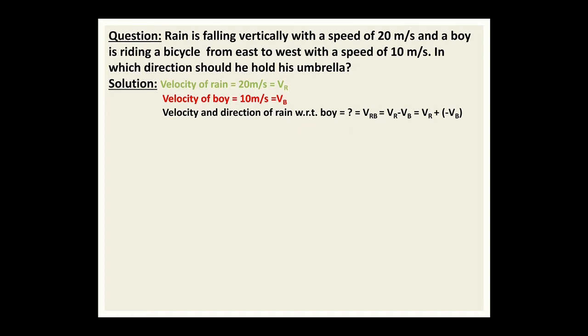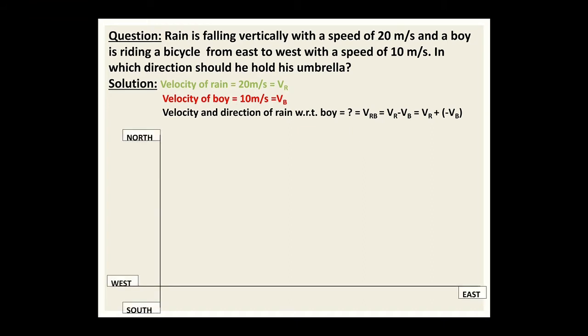As you know, according to the formula of relative velocity, velocity of raindrop with respect to boy, that is VRB, is equal to VR minus VB, that is velocity of rain minus velocity of boy. This can also be written as VR plus minus VB, that is velocity of rain plus negative of velocity of boy. So we are going to represent this problem through a pictorial way of vector representation.